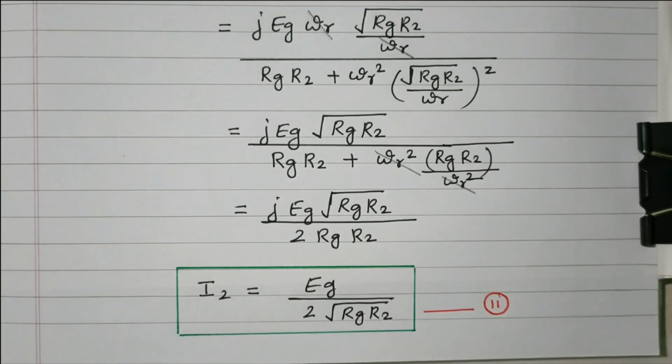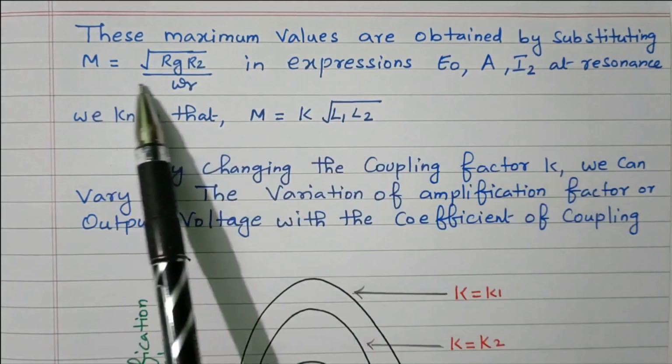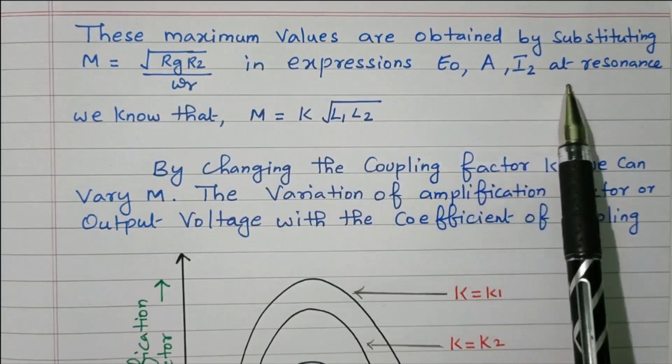So we calculated the maximum value of the M, the condition for maximum. For that we got the expression for M, mutual inductance. That is substituted in 3 different parameters: output voltage E0, amplification A, and current I2. So that we got the maximum value of output voltage E0, maximum value of amplification, and maximum value of the current I2. Now we'll go for the further. These maximum values are obtained by substituting M equal to square root of Rg R2 divided by omega r in the expressions of E0, A, I2 at resonance.